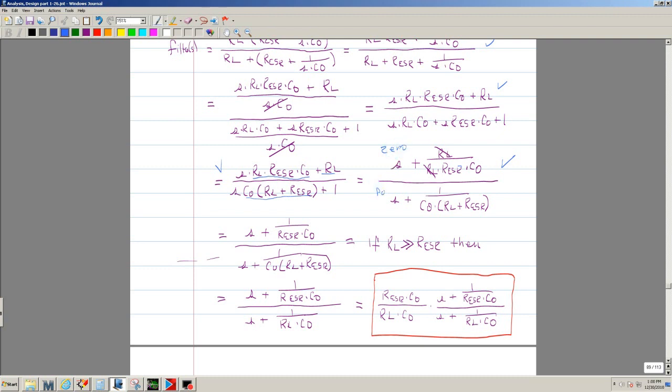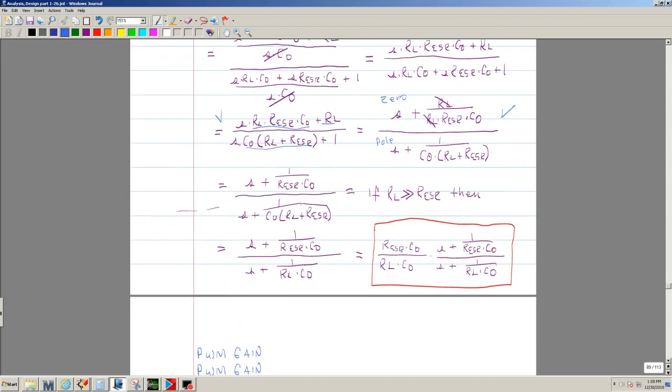Here's a pole. Okay, so now let's refine it a little bit. Now, interesting, the zero is a function of, let's go on this right here.